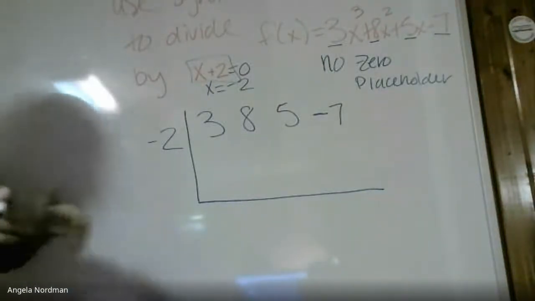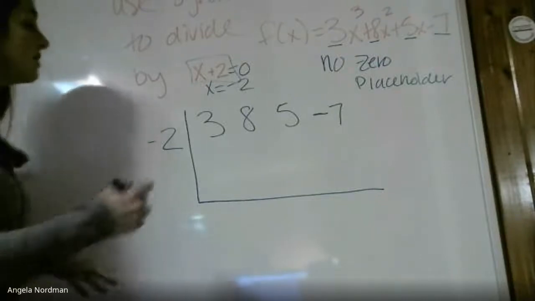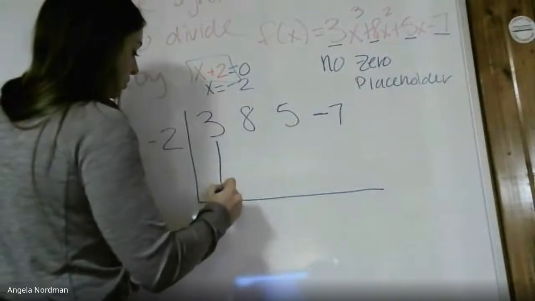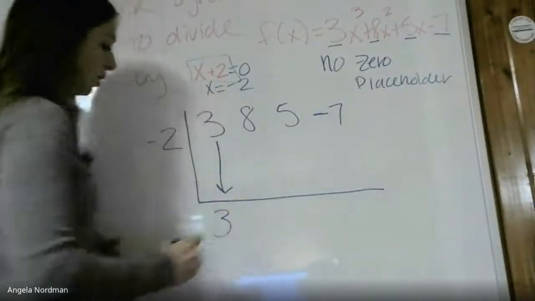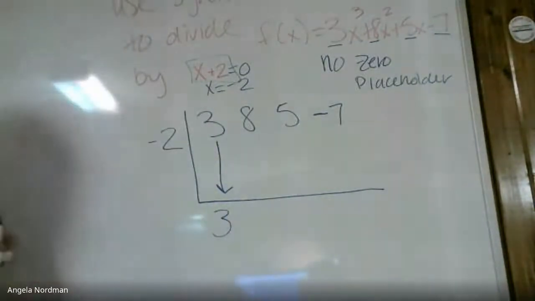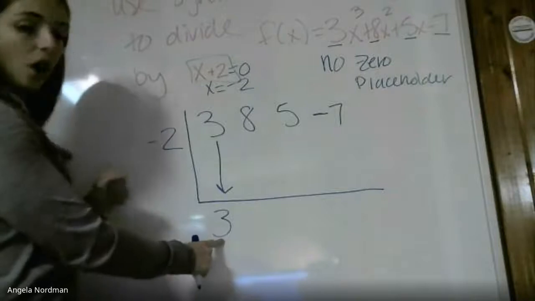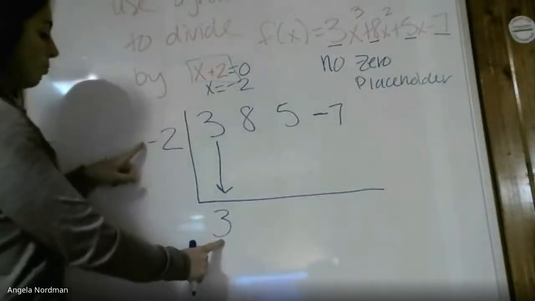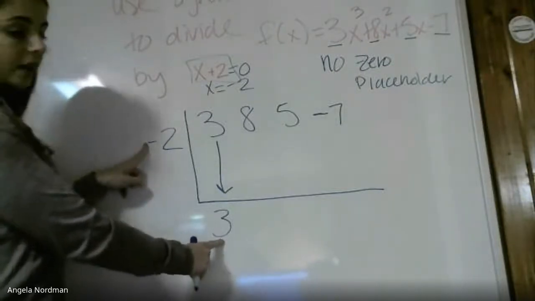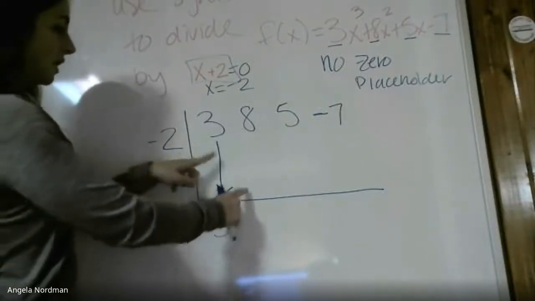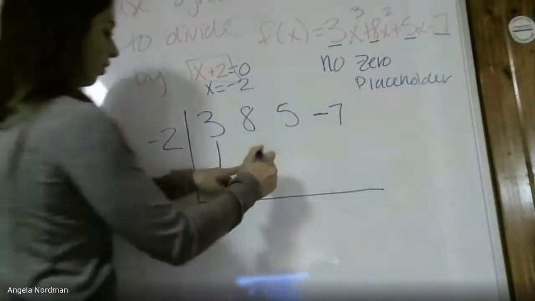First step in the actual process of synthetic division is your first term comes straight down. We do nothing else with it, it just comes straight down. Then we take the number on the bottom and multiply it by the number outside. So 3 times -2 gives me -6, and that number comes over here.